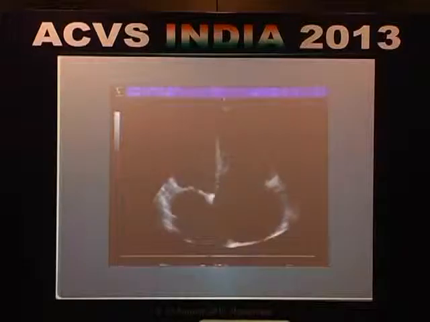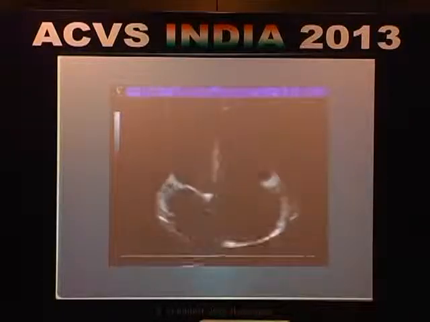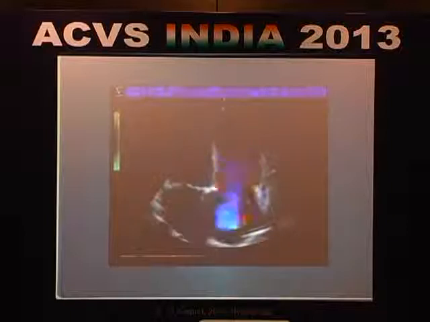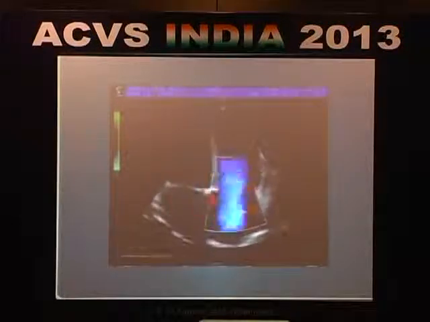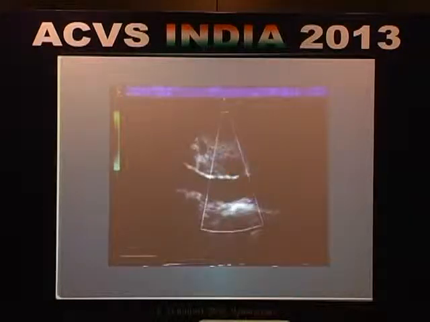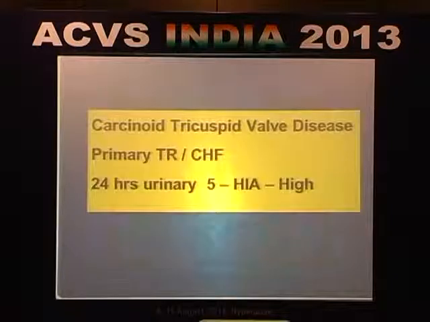Look at the tricuspid valve. This is what I wanted to see. The tricuspid valve is so typical in carcinoid. It is open and fixed. It neither opens further nor closes. It is partially open and partially closed and fixed. And there is a low velocity tricuspid regurgitation, which is severe. So in a patient with that kind of tricuspid valve on echo, you must suspect carcinoid disease.